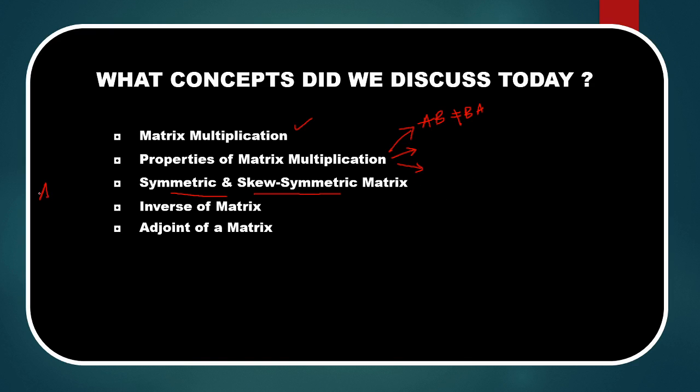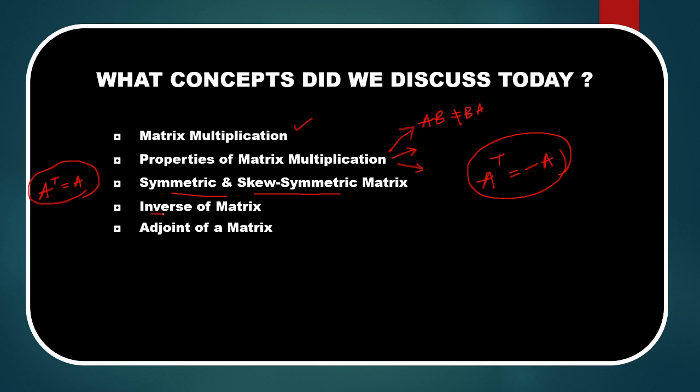Symmetric matrix is A transpose equal to A. What is skew symmetric matrix? A transpose equal to minus A. This is the skew symmetric matrix.